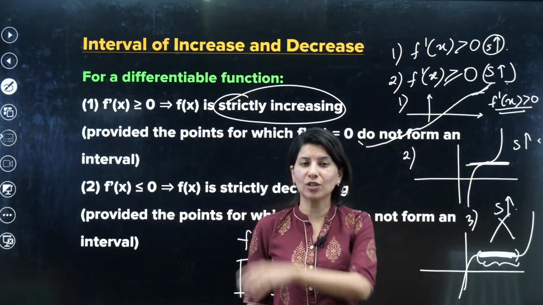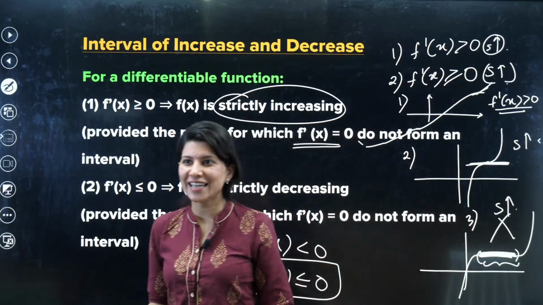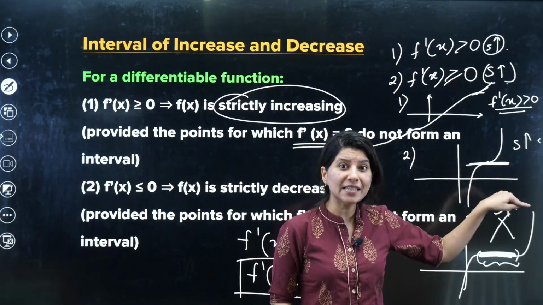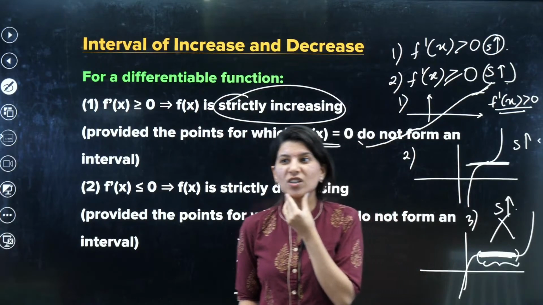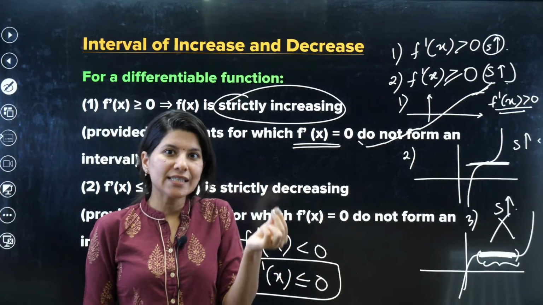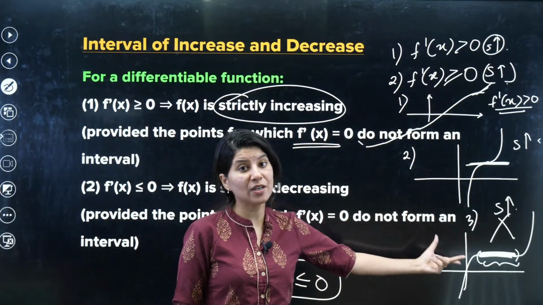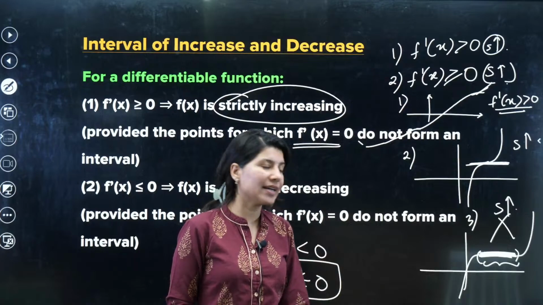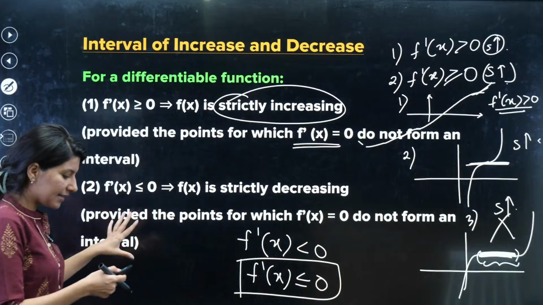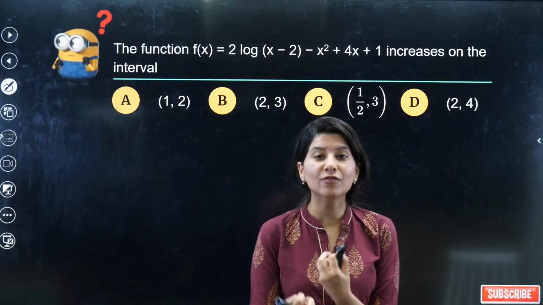If it is greater than 0, then you don't have to worry. But if f dash x becomes equal to 0, then we have to be aware. If it is happening at one point, then you say strictly increasing. But if it is happening over some interval, then you have to be careful. The same goes with decreasing. I will not over explain now. Let's start solving the questions to understand the working better.